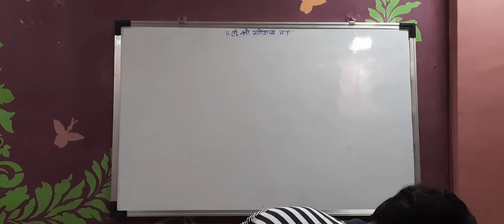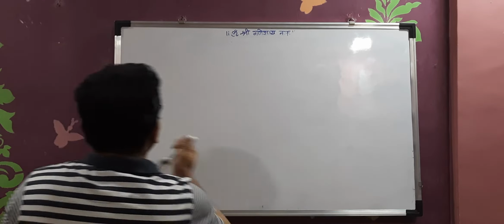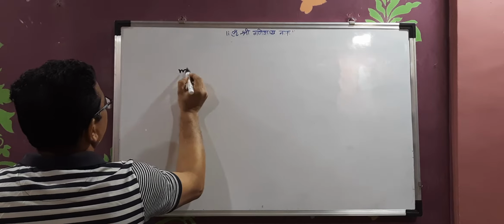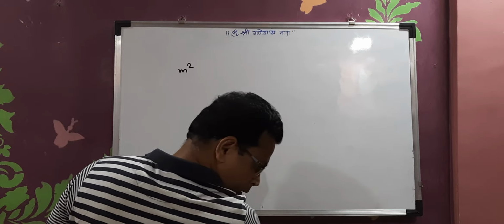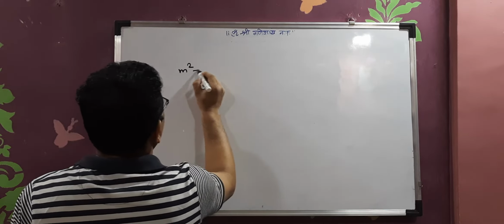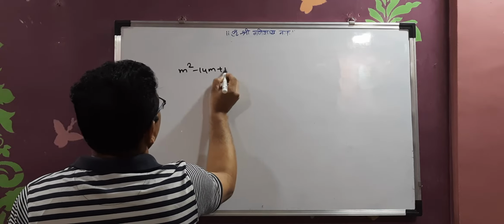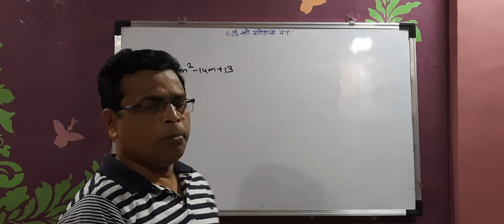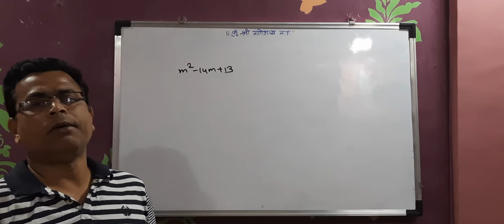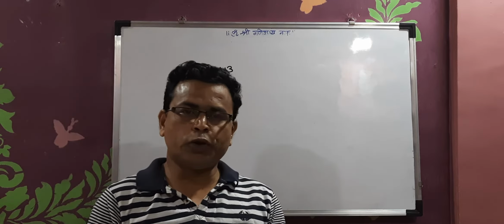So one problem I will explain to you: m square minus 14m plus 13.